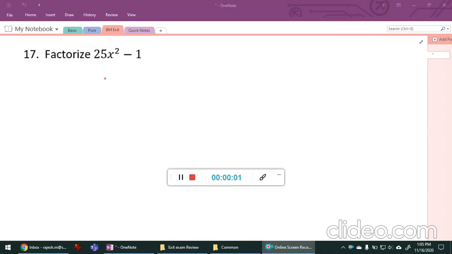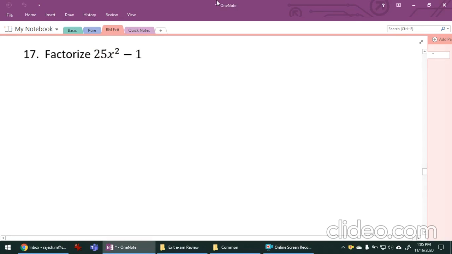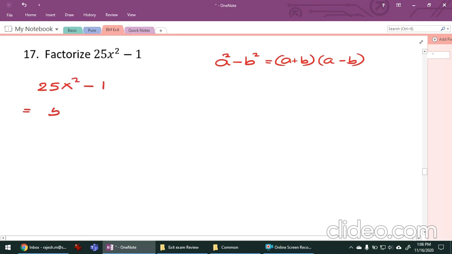Question number 17 is factorize 25x square minus 1. So we have to use the rule here: a square minus b square equals a plus b into a minus b. So you can see that 25x square minus 1 can be written as 5x whole square, because we know 5 square is 25. 1 you can of course write as 1 square.